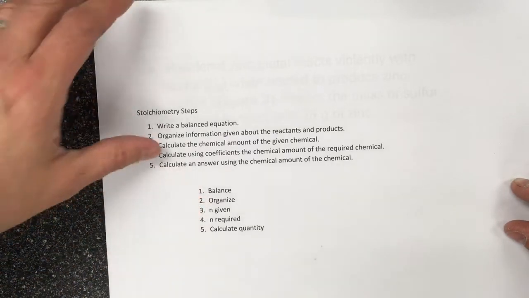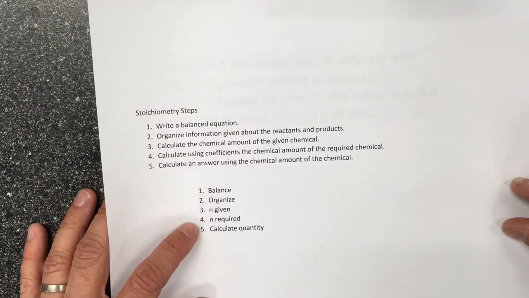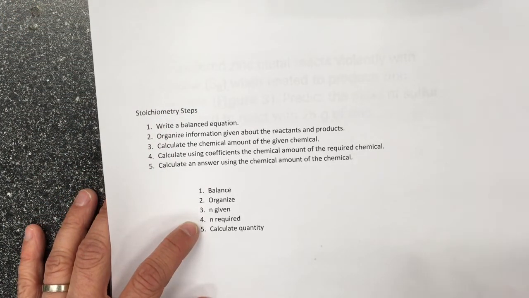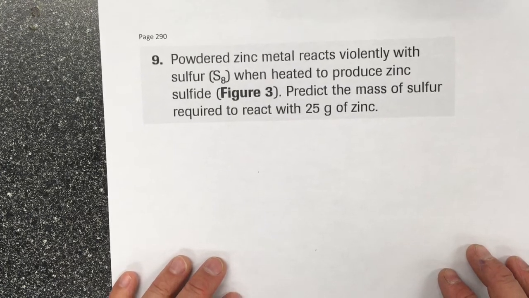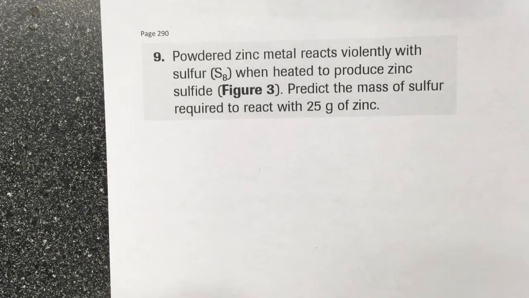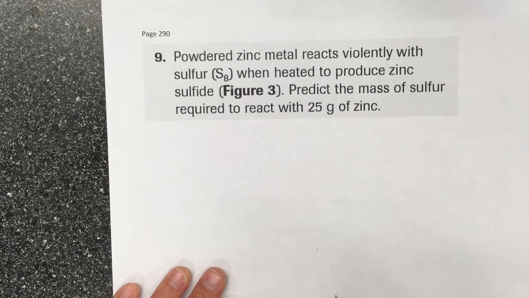So you can balance, organize, get the number of moles or the chemical amount of the given, use the coefficients to get the chemical amount of required, and then calculate the final quantity that you're being asked for. So in this question, it asks us about powdered zinc metal. So powdered zinc metal reacts violently with sulfur when heated to produce zinc sulfide. Predict the mass of sulfur required to react with 25 grams of zinc.